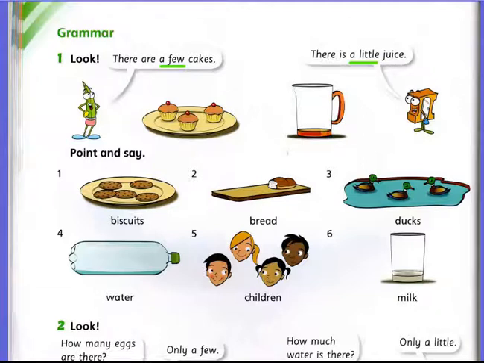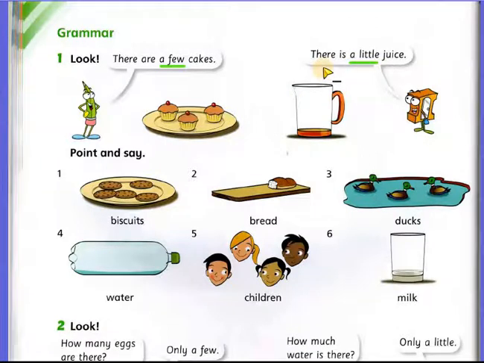Okay. A few and a little. The word cakes. Cakes, countable or uncountable? Can you count cakes? Yes, of course. So I use a few. A few means a small amount of a thing, but it's enough. This means that these cakes are enough for you and for your brother.